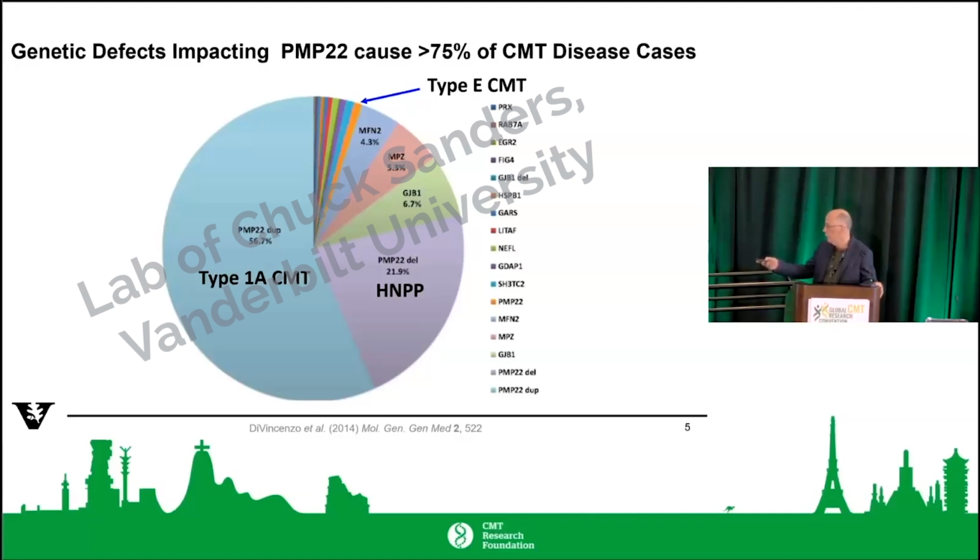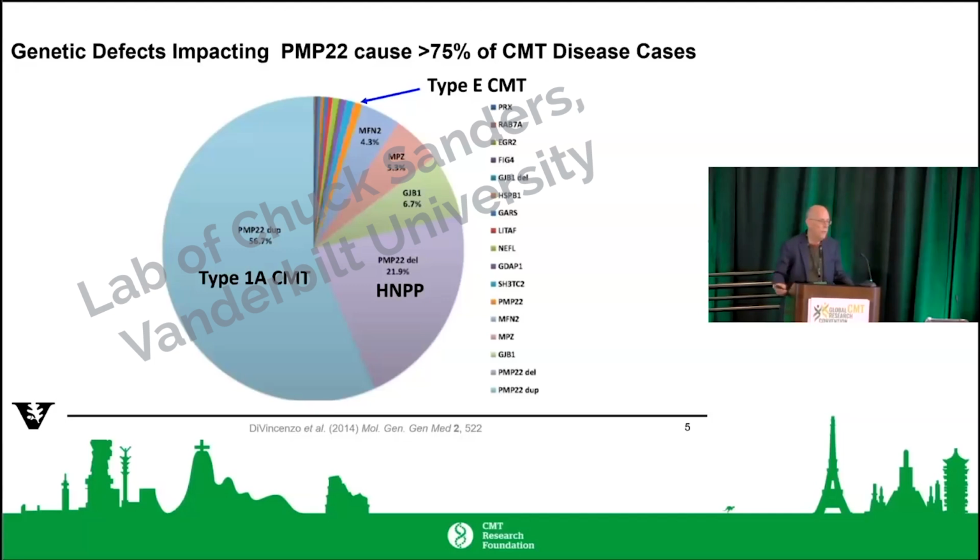Either caused by duplication of the wild type gene, so you get 3 wild type alleles, or the HNPP form of the disease, where you are missing one of the 2 alleles. So in this case, you're making too much protein. In this case, you're making too little protein.